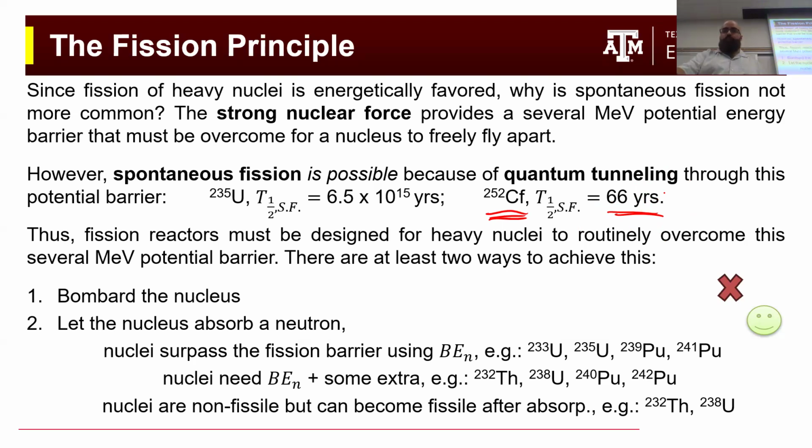And so, if we want to make a reactor, we need a way to reliably get our uranium-235 to undergo fission reactions to overcome that potential energy barrier. And if you want to overcome that potential energy barrier, you kind of just have two options. The first one is to just brute force slam it with as much energy as possible. So you can make fission happen by just bombarding the nucleus with very high energy neutrons. And when I say high energy, it's like many, many MeV.